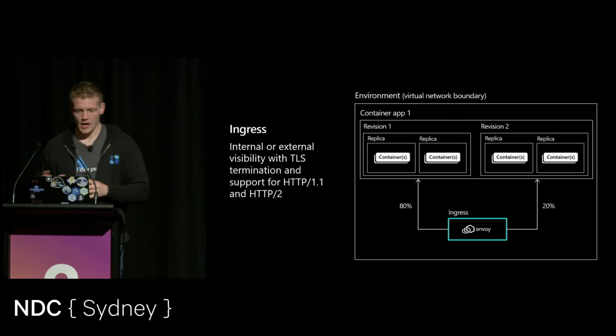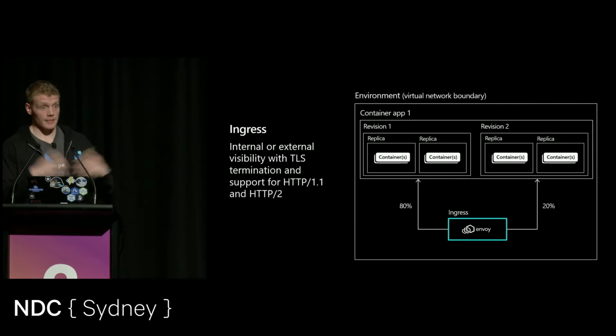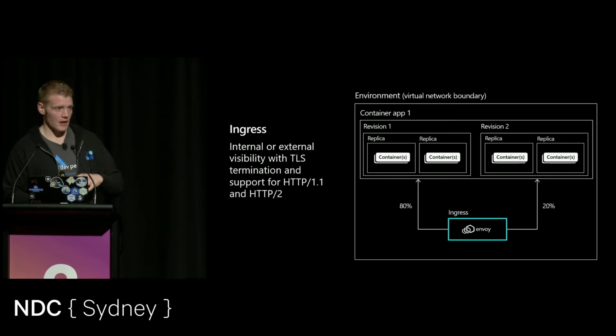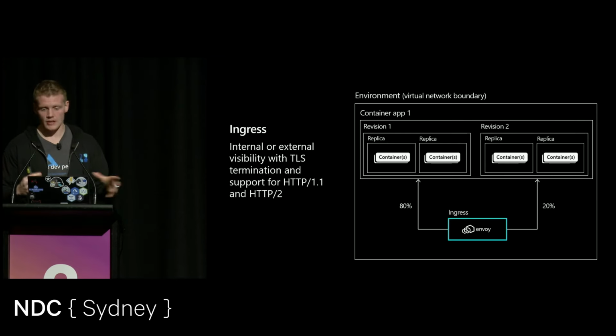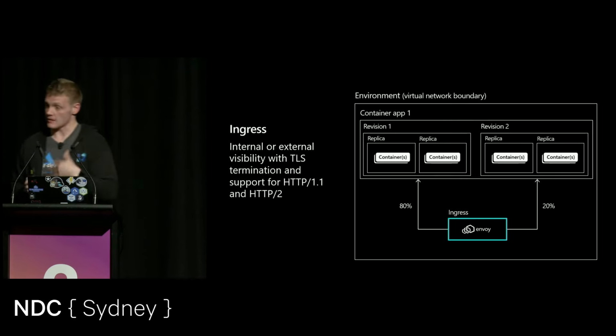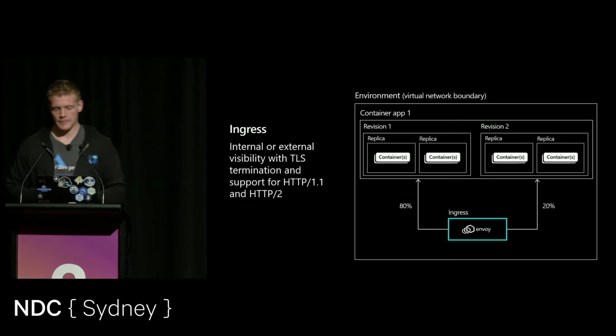Now, your ingress IP and fully qualified domain name can either be visible publicly on the public internet or internally inside the VNet. And with ingress enabled, your application is assigned a fully qualified domain name, and your container apps environment has a single IP address for applications with external ingress visibility and a single internal IP address for internal ingress visibility.